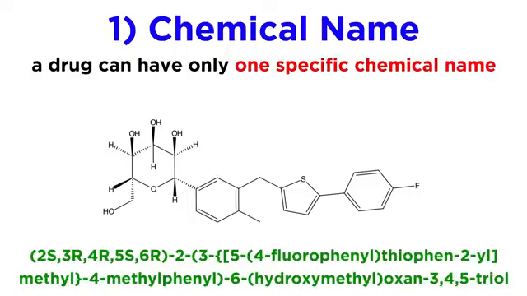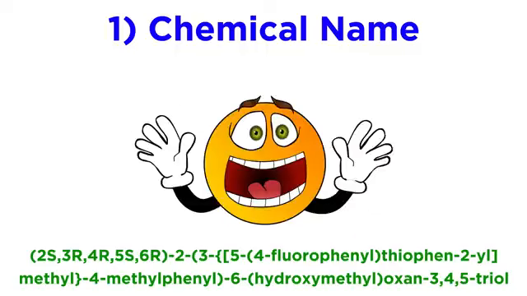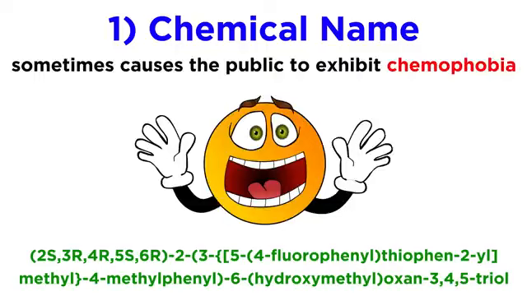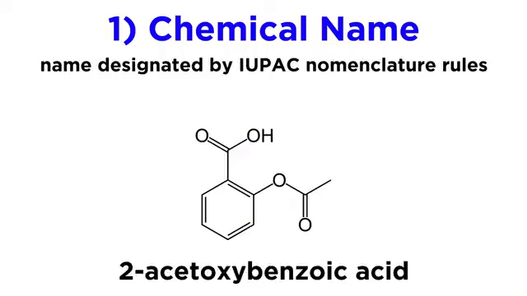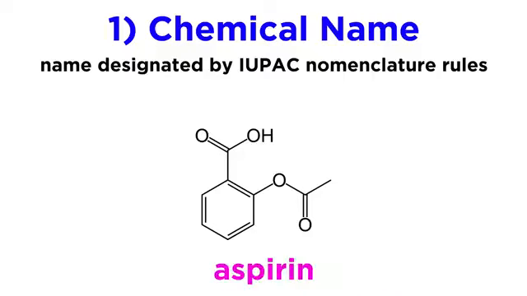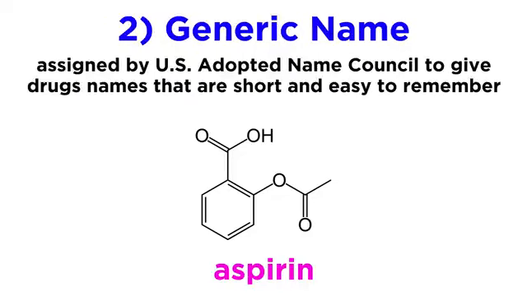Because of the way these names are derived, they tend to be chemical sounding, which causes many sectors of the public to recoil, strictly due to chemophobia, which is an irrational fear of chemicals and chemical-sounding things. For example, this drug is called 2-acetoxybenzoic acid. X's and Z's are particularly scary sounding, as is the word acid, so some people may presume that this is a harmful chemical. However, in the United States, this drug is more commonly known by its generic name, aspirin. Generic names are typically assigned by the U.S.